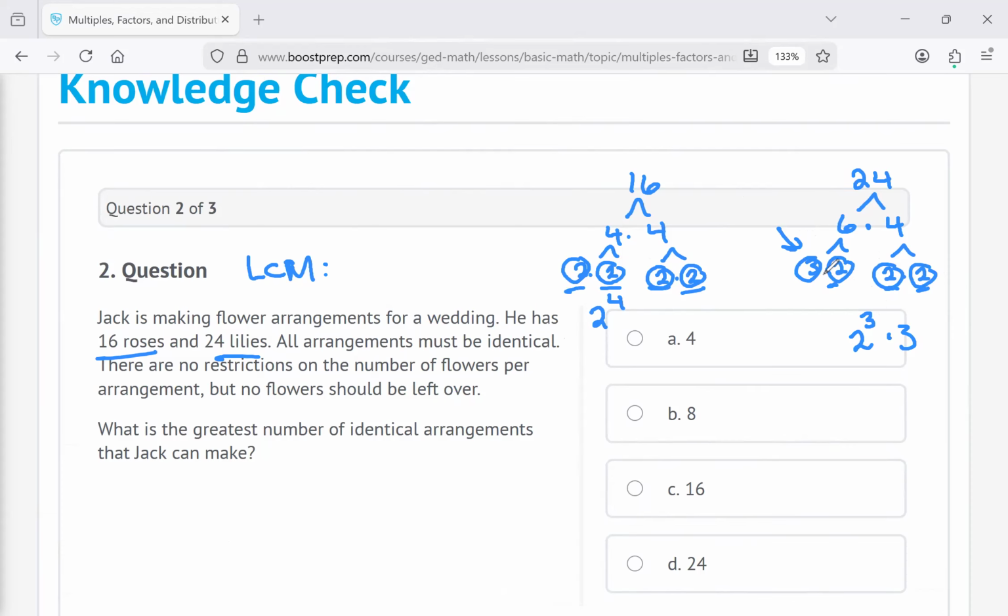So what you want to do when you find the LCM, lowest common multiple, is pick the lowest repeating prime number. We're only going to care about the twos because they're repeating. I don't care about this 3 anymore because 3 is not repeating. So I'm only going to use 2 to the 4th or 2 cubed.